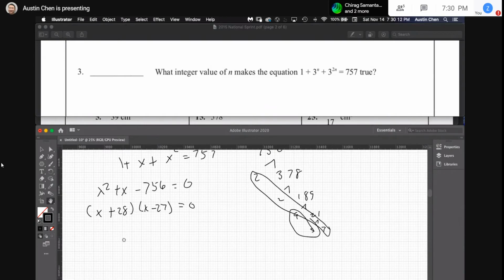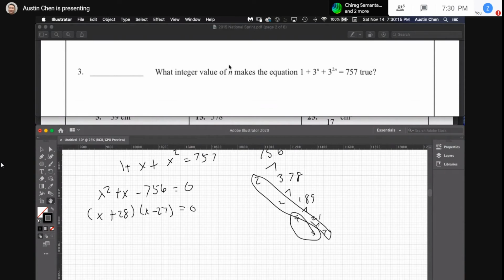Right, so then what is x? Well, n has to be an integer. So then 3 to the n has to equal 27, right? So that n equals 3.